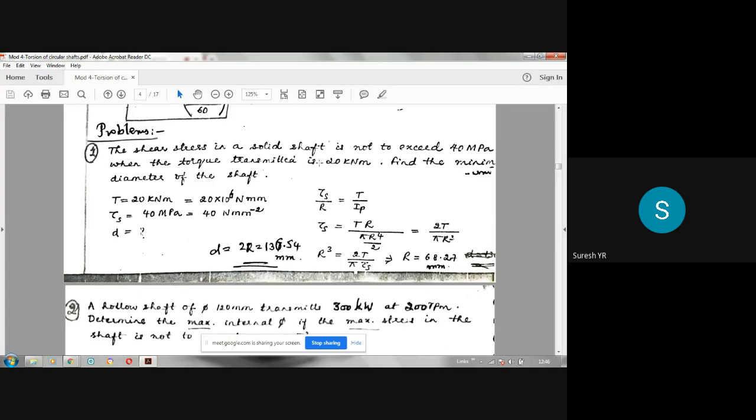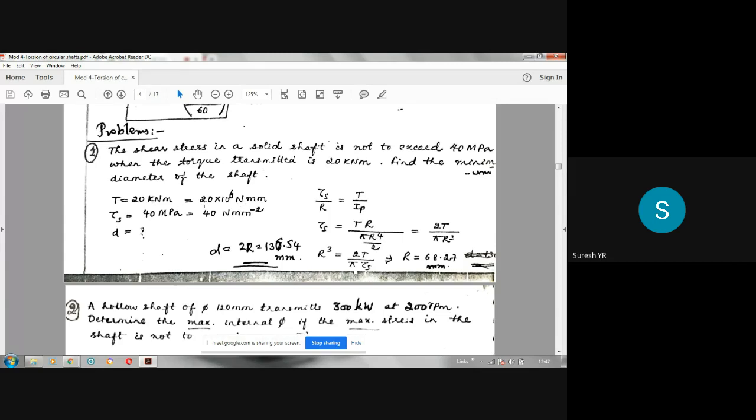When the torque transmitted is 20 kilonewton meter, we are expressing it in Newton millimeter. 1 kilonewton meter is 10 power 6 Newton millimeter. Please note that, because 1 kilonewton is 10 power 3 Newton, and 1 meter is 10 power 3 millimeter. If you multiply 10 power 3 into 10 power 3, you get 10 power 6. So this is the conversion.